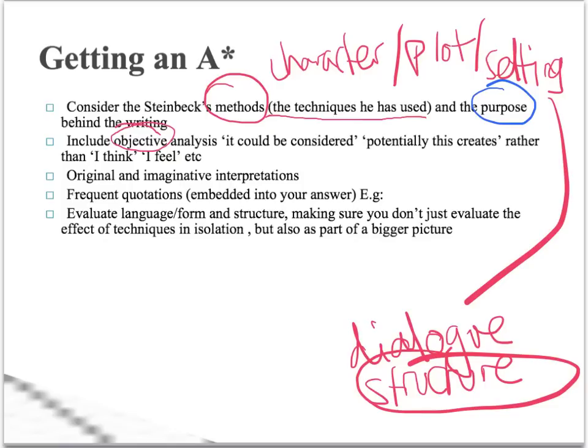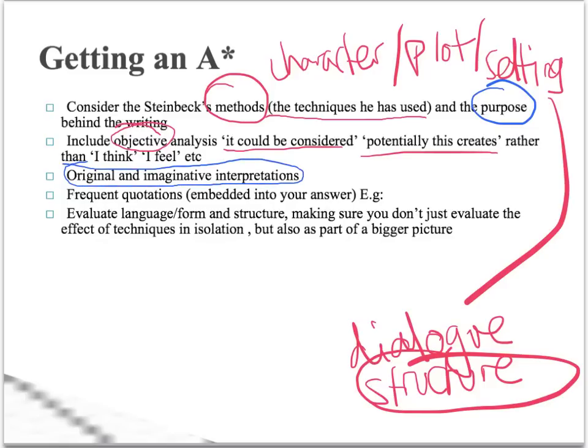Plenty of students will go in with I think, I feel, I believe, but it can sound a bit more sophisticated and a bit more mature to use slightly more objective phrasing, such as it could be considered, or potentially this creates. It shows that you're being analytical rather than just giving a personal response to the text. The examiners are very keen to see, as I was mentioning just then, original and imaginative interpretations.